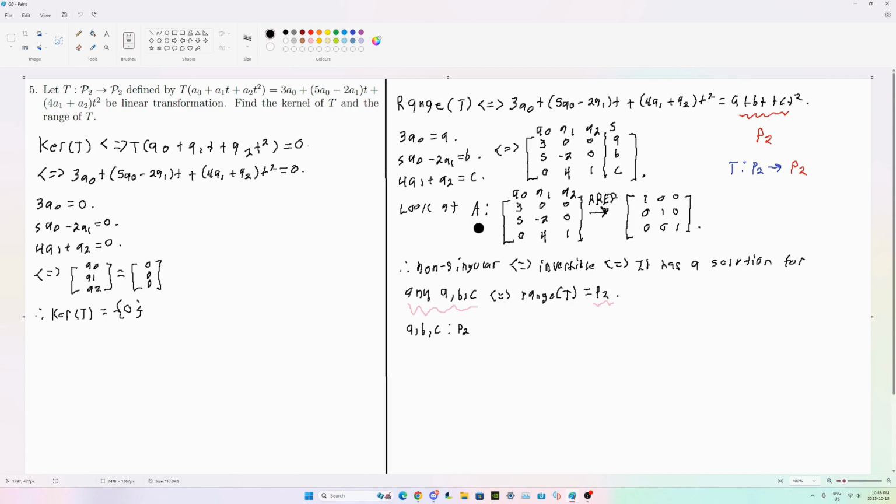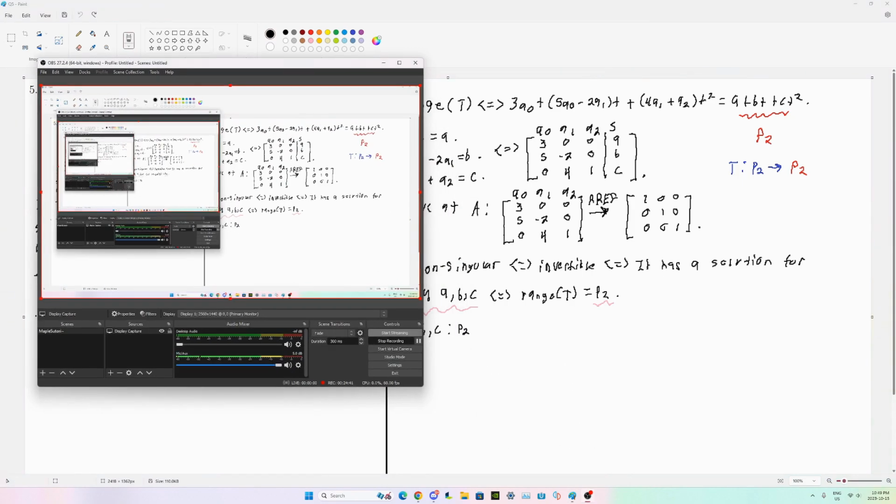After RREF, just the A, we see that this is non-singular, right? It has pivots in all the columns and all the rows. So this is not singular, which implies that it's invertible, which implies that if it has a solution, it has a solution for any A, B, C, which implies that the range is going to be P2. The reason we can say this is that any A, B, C, with respect to P2, how we've defined it up here, has a solution, which means that the range of T is going to be the entirety of P2. It's going to cover all of it. That's basically it.